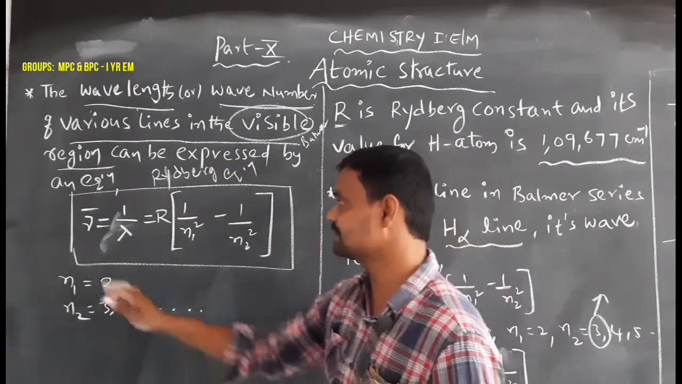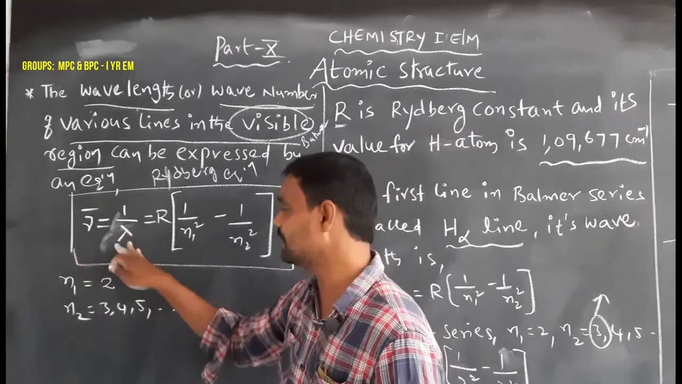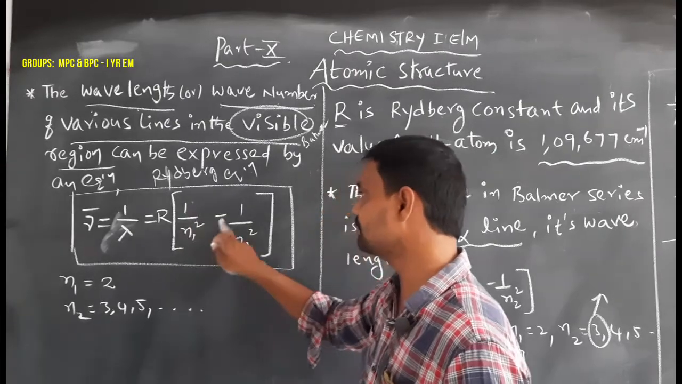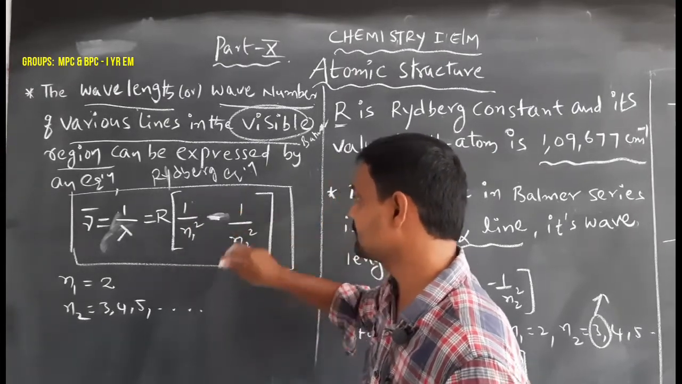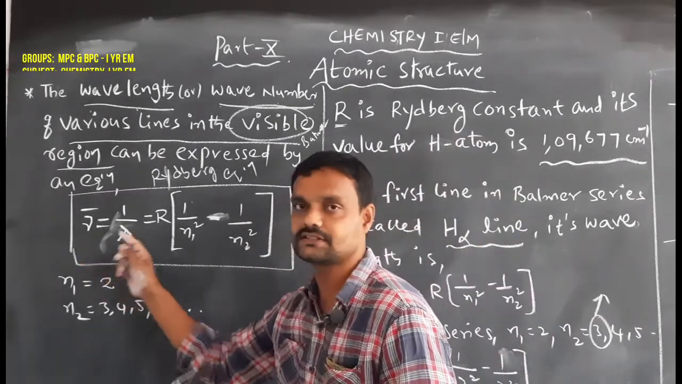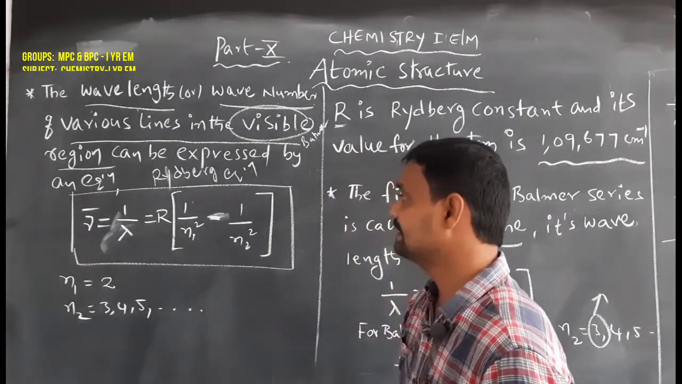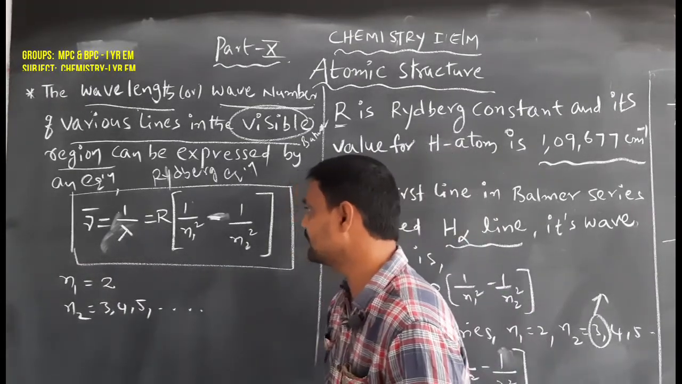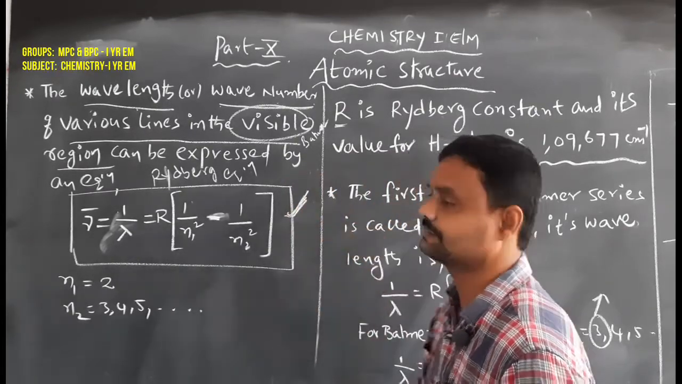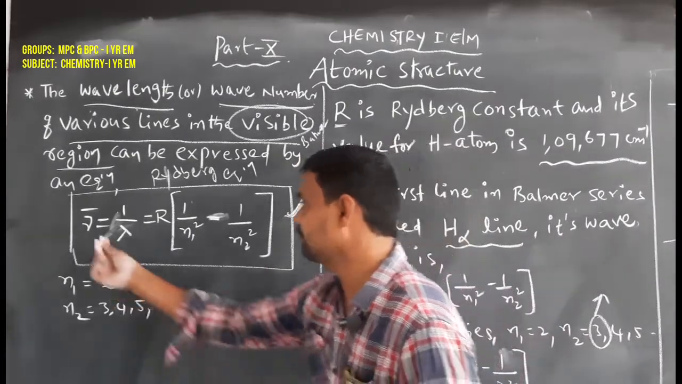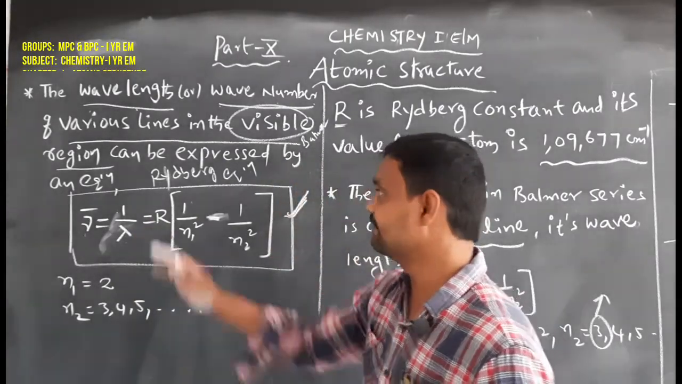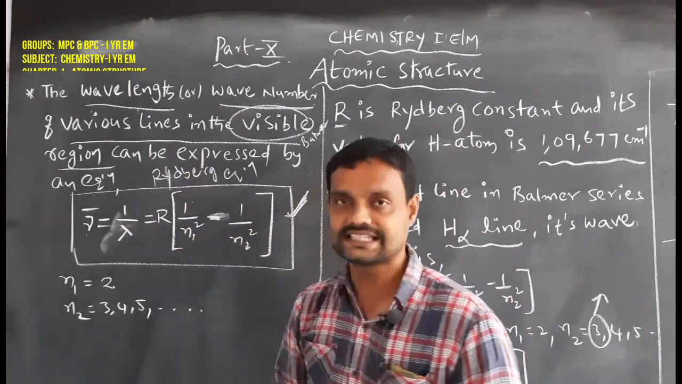The equation is nu bar equals 1 by lambda equals capital R into (1 by n1 square minus 1 by n2 square). So this is the equation: nu bar equals 1 by lambda equals R into (1 by n1 square minus 1 by n2 square). By using this equation, we can find the wave number or wavelength values of the various lines in the Balmer series.